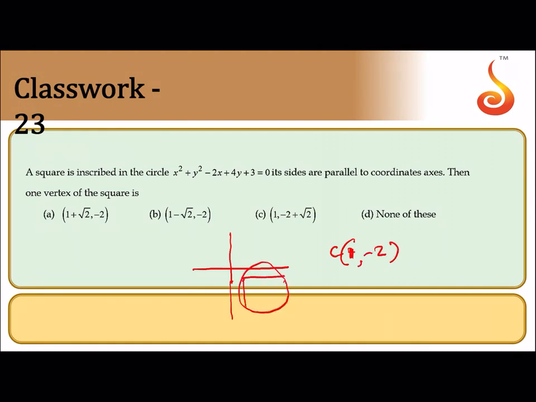Center is like this. The circle is like this somewhat. And a square is inscribed parallel to the coordinate axis. This is a circle. This is 0, 0. The center is given as 1 comma minus 2, parallel to coordinate axis. Then we know the radius. So radius is equal to under root of 1 plus 4 minus 3. So this will give you root 2. Radius is equal to root 2.